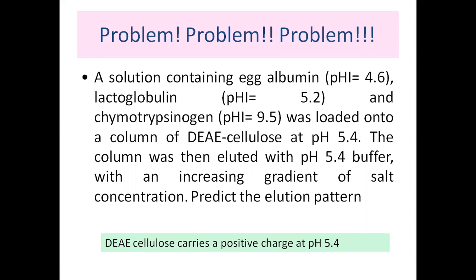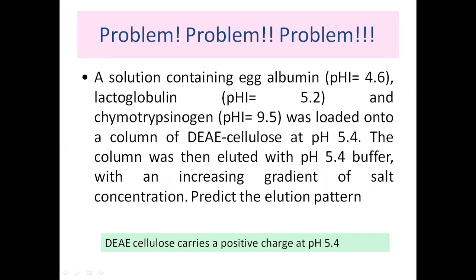Okay, now the pH of the buffer is 5.4. So if you compare each protein, for example, egg albumin, isoelectric point is 4.6. So the buffer pH is higher than the isoelectric point. The pH of the buffer is greater than the isoelectric point of this protein, egg albumin, and therefore this protein at this pH of the buffer will have negative charge.